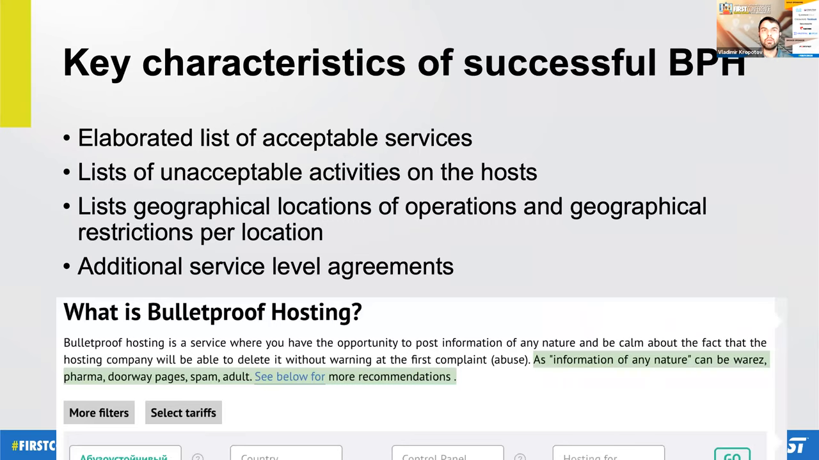Actually, if you look into bulletproof hosters, we often have lists of acceptable and non-permitted services. And these lists are almost always present in bulletproof advertisements, which often include SLAs with additional parameters, like time from purchasing the service till service delivery, or warranty of the service. In some cases, the warranty can be just, for example, 4 hours or 12 hours. In other cases, criminals are able to provide way more reliable infrastructure.